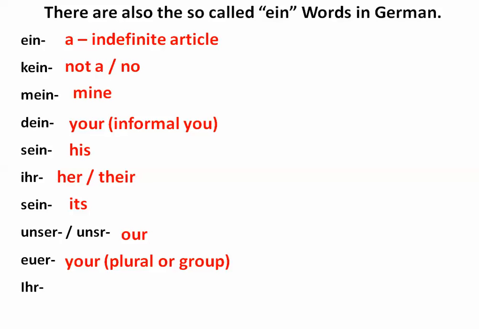Unser, euer, which here in South Georgia, or in Georgia period, you would maybe say y'all, which is sort of a southern slang English, and then Ihr, your, formal. So, das ist Ihr Haus, that's your house, meaning formal. It could also mean her house. You have to look at the context.